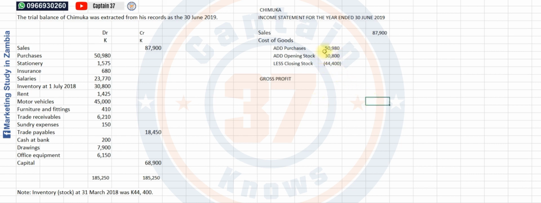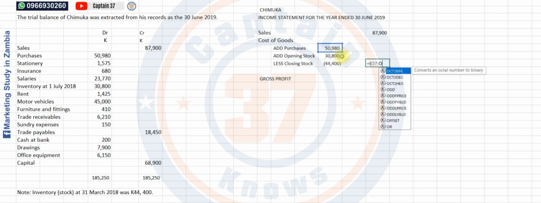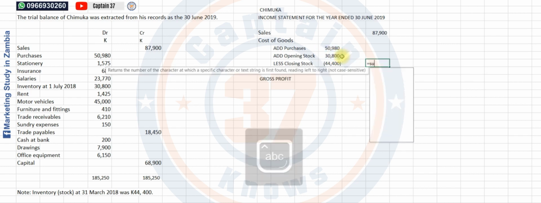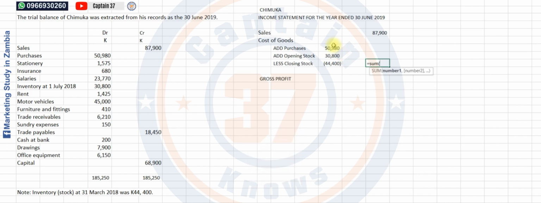Now I'm going to total these three to find what the sum of these is. Okay, so that particular total, I'll write it here. Just use a formula. Okay, total these, and this is what I get. So this is the cost of goods.